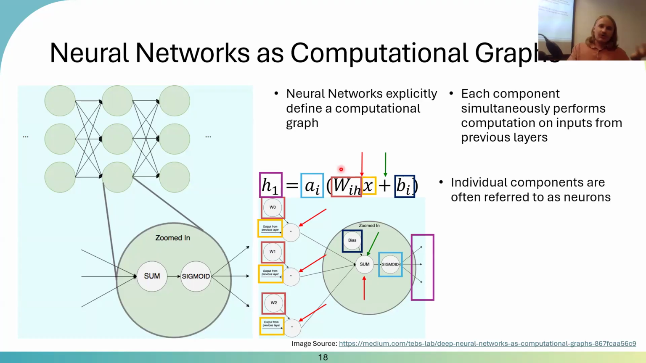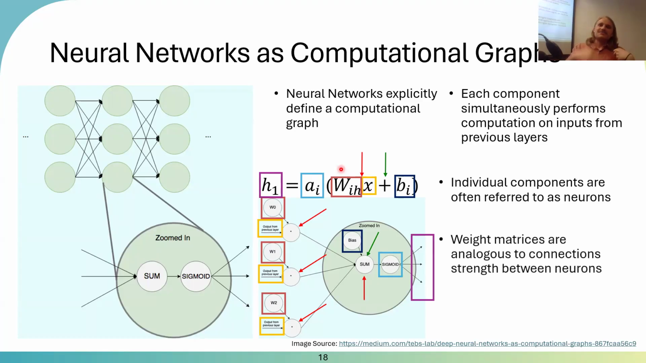So as I've been referring to already, these individual components are often referred to as neurons, and as was brought up very well by the question earlier, these weight matrices are really analogous to the connections, or the strength of the connections, between these neurons. Now, of course, I'm saying these analogies, and I realize I'm speaking to mostly a neuroscience audience here, so don't hold me too much to account in that they're not perfect analogies, but that's where a lot of the inspiration for neural networks came from, was in observing these connections in the brain.